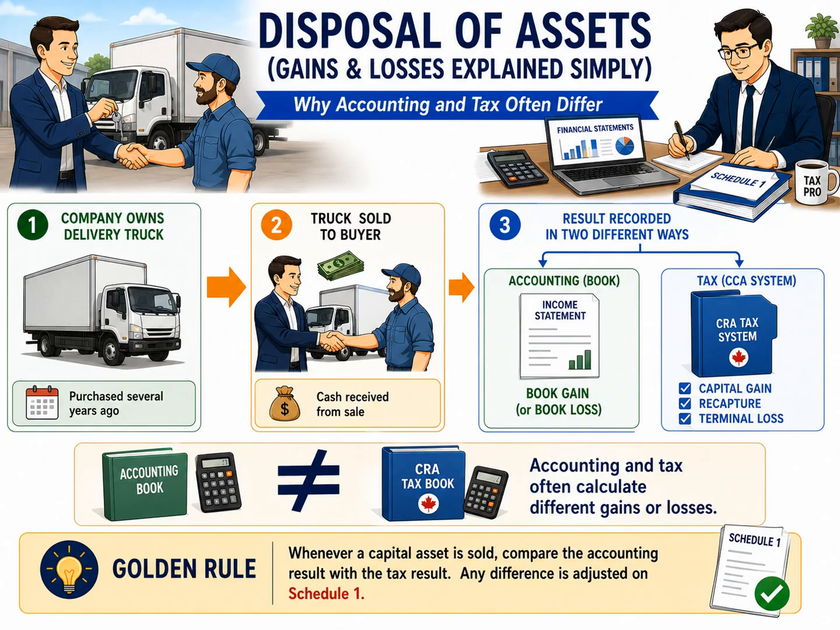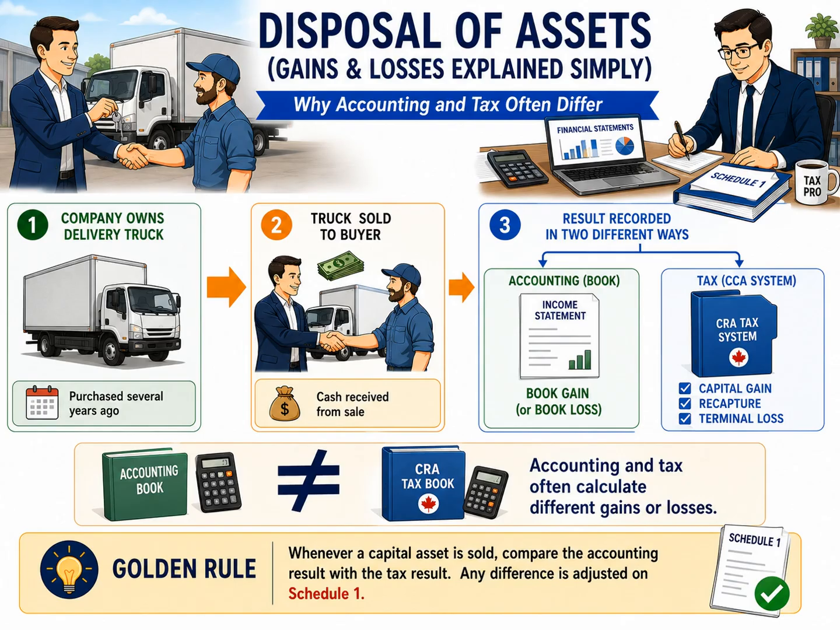But the CRA does not use the accounting book value. Instead, the tax system uses the Capital Cost Allowance, or CCA, rules to determine the tax result. Under these rules, the sale may result in a capital gain, a recapture of CCA, a terminal loss, or sometimes a combination of these tax adjustments. Because accounting depreciation and tax depreciation are calculated differently, the accounting result is often different from the tax result. This is exactly why Schedule 1 adjustments are required.